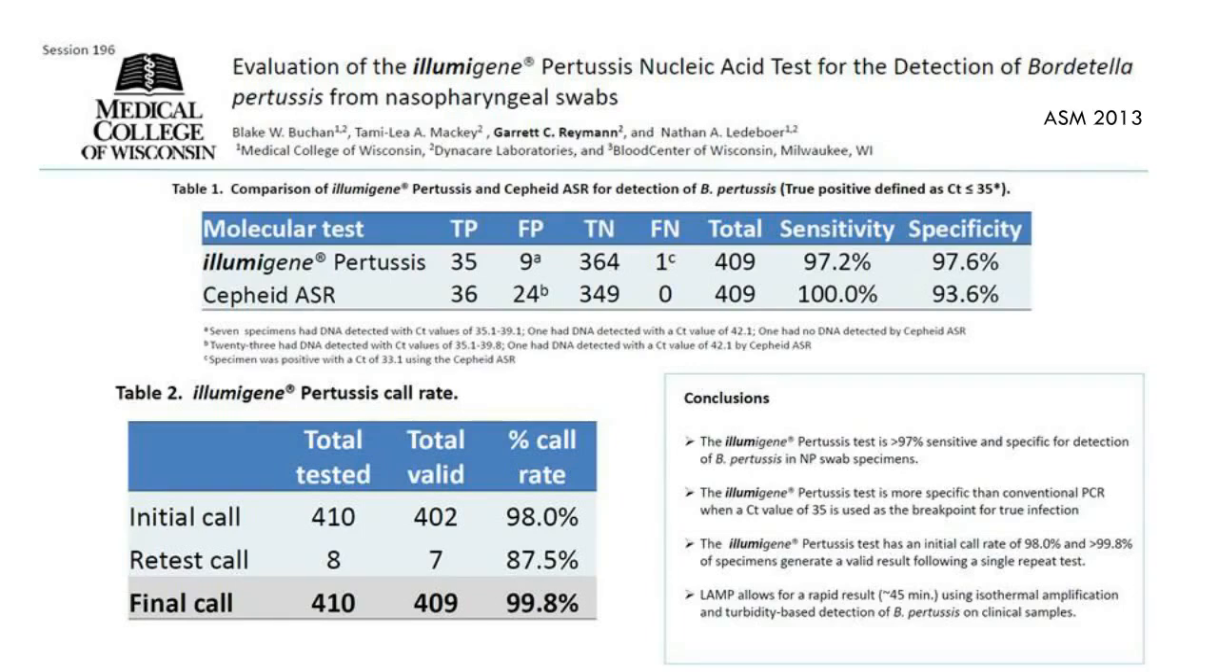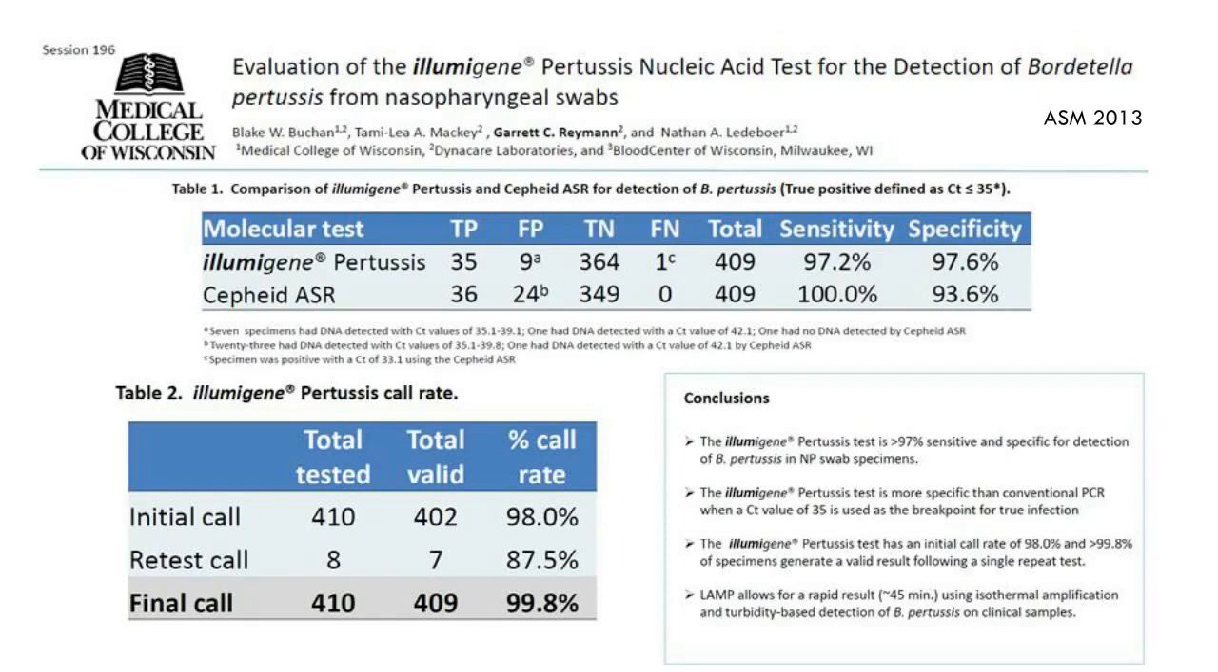Specificity of the illumigene was 97.6% compared to the Cepheid ASR, which had a specificity of 93.6%. The other thing this poster evaluated was also the pertussis call rate. And this is based on the initial assay results and then repeating any invalids a second time to try to get an answer. When they looked at the initial call rate, where they got an answer at the very beginning, 402 of their 410 samples, or 98%, gave them a call the first time run.